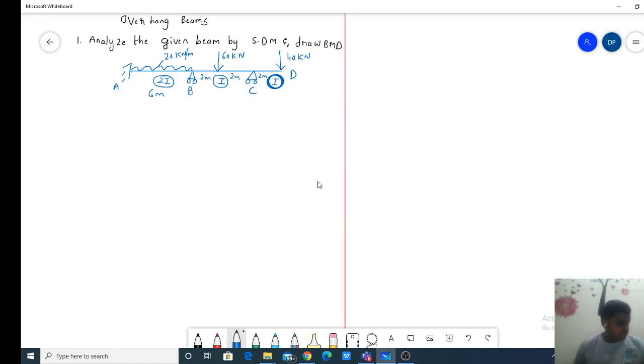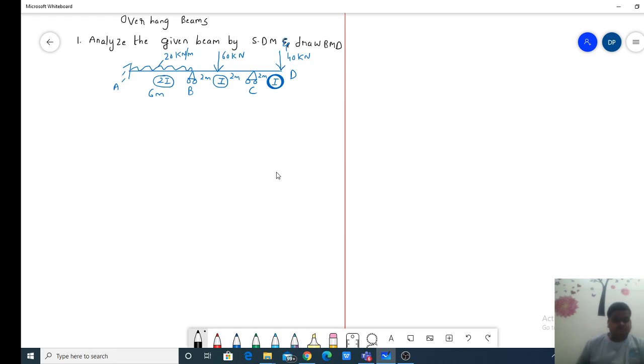So good morning. Today we are discussing the next numerical, that is overhang beams, in slope deflection. If you see the question, analyze the given beam by the slope deflection method and draw the bending moment diagram for the given beam. If you see, there are different I also: for AB it is 2I, for BC it is I, and for CD it is I.